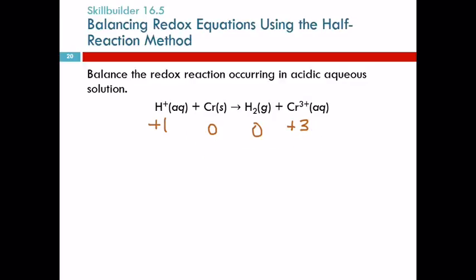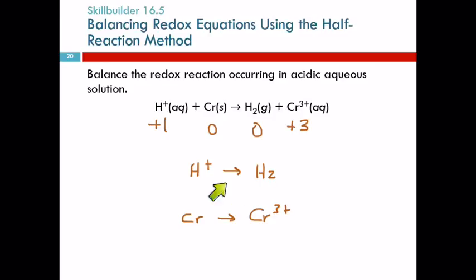When you're just balancing this, you don't actually have to identify which is which. You just separate them. So we're going to have H+ going to H2, and we're going to have Cr going to Cr3+. Why did I put an O in there? Because I'm so used to writing H2O. There's no O there. It's just H2. Brain fart.